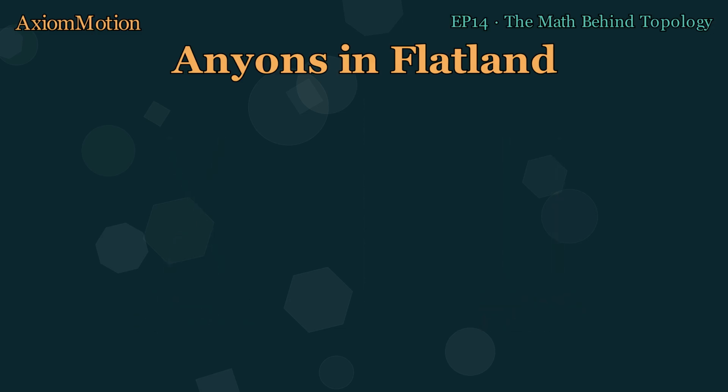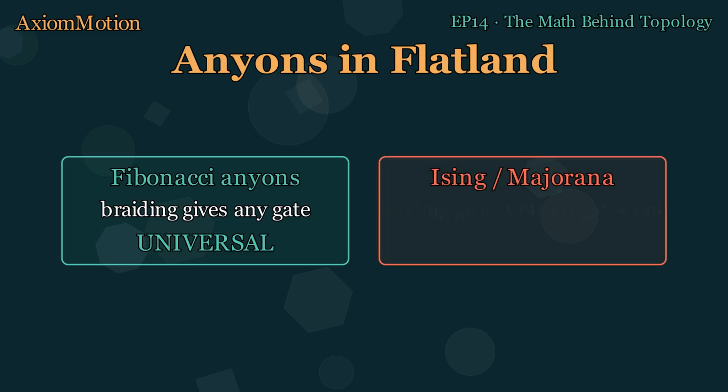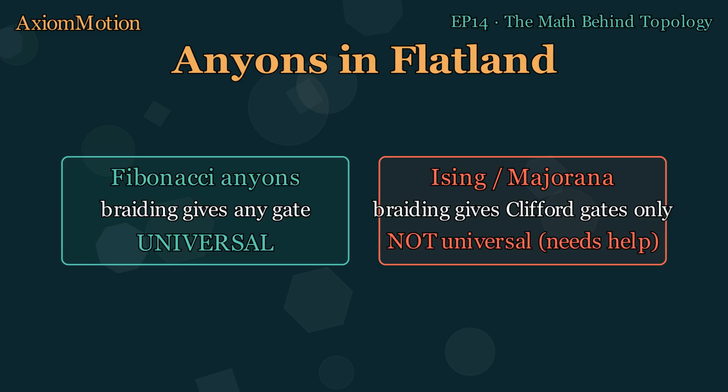But here is a subtlety that matters enormously. Braiding one kind, the Fibonacci anyons, is universal. With braids alone, you can build any quantum computation at all. But braiding the more common Ising or Majorana anyons gives only a limited set of gates, the Clifford gates. On their own, they are not universal. They need an extra ingredient to reach the full power of a quantum computer.